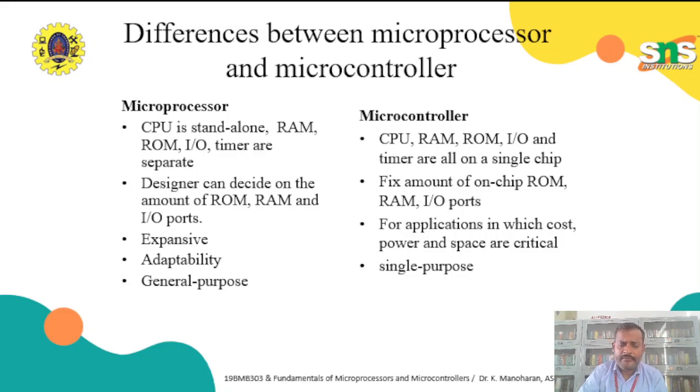That means if you design a microprocessor system, it will be a general purpose system that can be used for any application. For example, if I design one system and want to change it from this application to some other application, it is possible with a microprocessor. But a microcontroller is normally meant for a single purpose. For example, a washing machine can perform only washing clothes. The single purpose selected for a microcontroller, it can perform only that particular task. No other task will be possible.